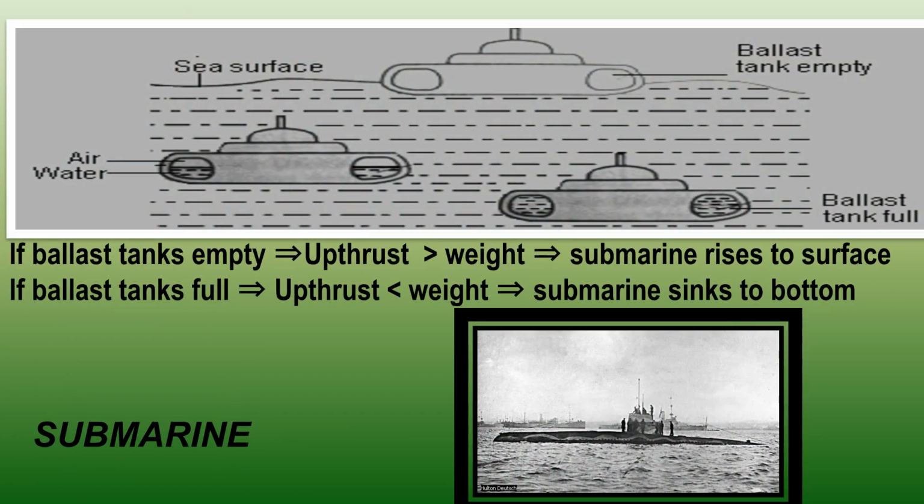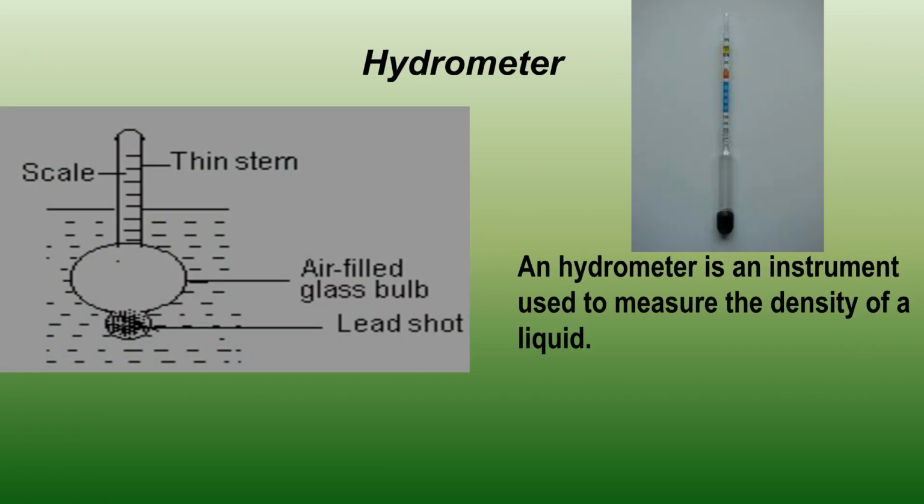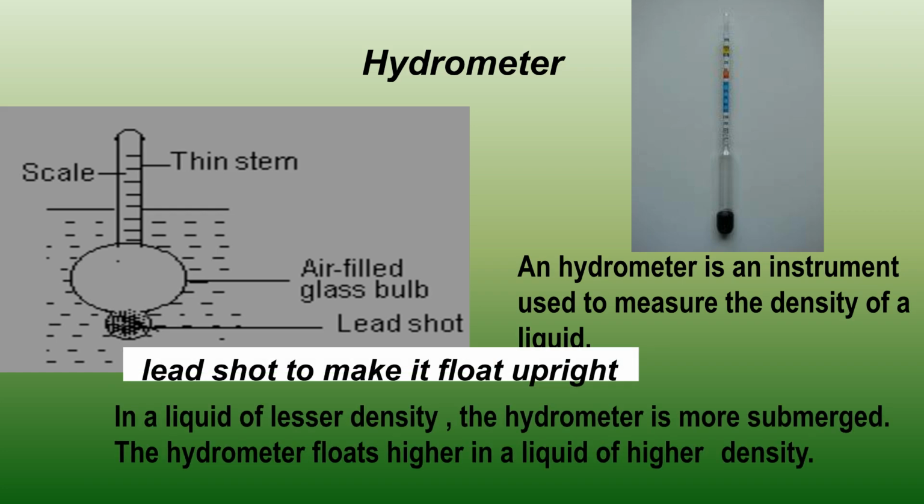Submarines use ballast tanks to control their buoyancy. Empty ballast tanks mean upthrust is greater than weight, causing the submarine to rise. Full tanks mean upthrust is less than weight, causing it to sink. A hydrometer is an instrument used to measure the density of a liquid. It floats upright due to the lead shot. It sinks deeper in liquids of lesser density and floats higher in liquids of higher density.